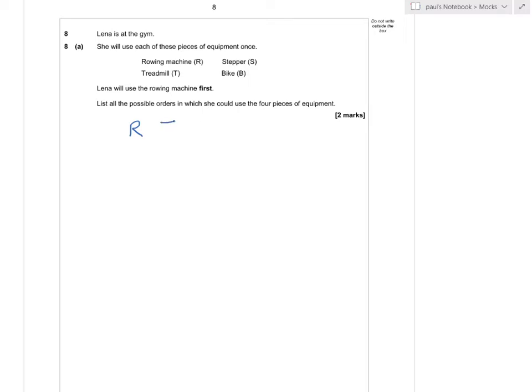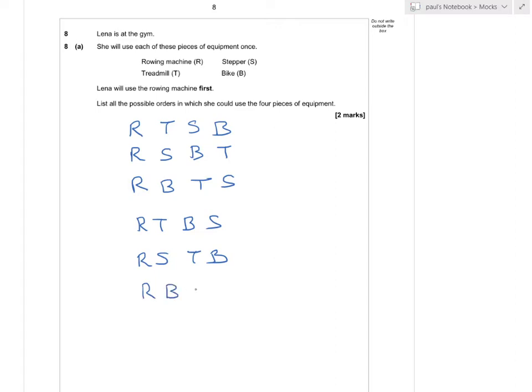So she could go rowing, treadmill, stepper, bike. Rowing, stepper, bike, treadmill. Rowing, bike, treadmill, stepper. And then she could do this one. She could do rowing, treadmill, and swap those around. Then she could do the rowing and stepper and swap them around. Then she could do the rowing and the bike and swap the stepper and the treadmill around. So I've got 6 of them. 6 choices.